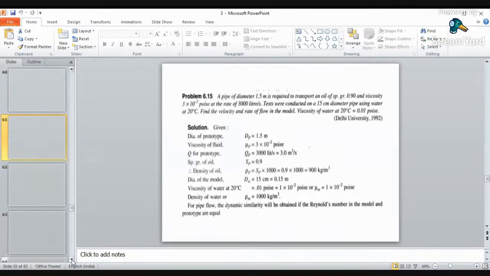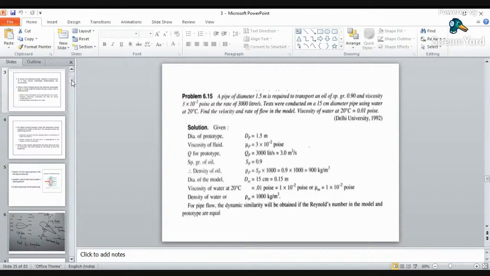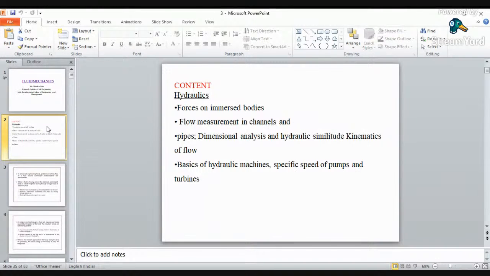So here we will finish with the first part of your hydraulics. Today we have covered the forces on immersed bodies. Then we have seen the measurement of flow with various devices like venturimeter, orifice meter, flow meter and pitot tube, and one horizontal float pipe is also there. Then we have seen the similitude, dimensionless quantity, model testing, and the various dynamic laws.